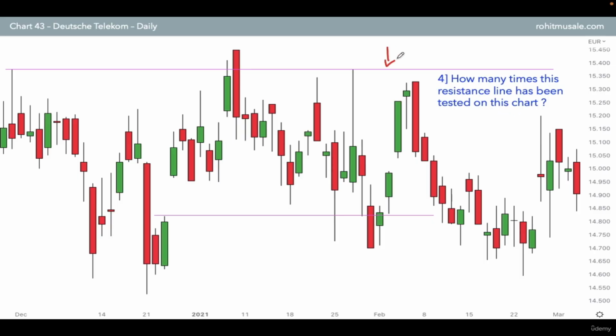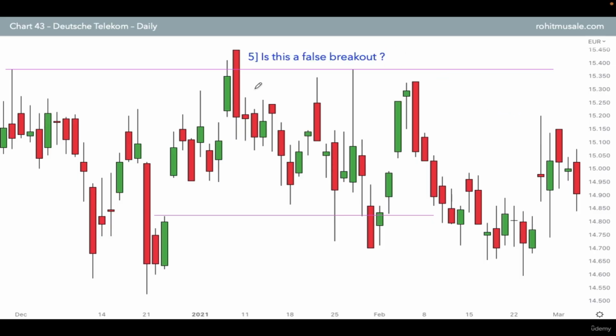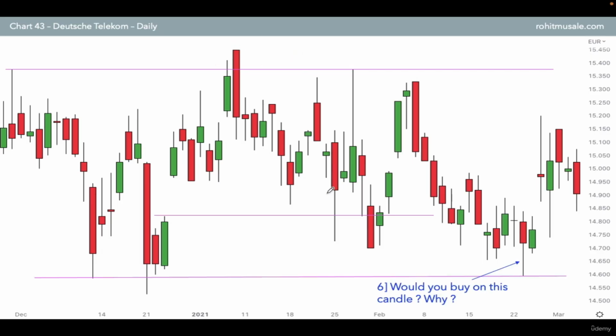Number 4, how many times this resistance line has been tested on this chart? So this pink line. Number 5, is this a false breakout? So this one. Number 6, would you buy on this candle and why? So this, the red candle. Number 7, is that a false breakout? So I have drawn a line here.